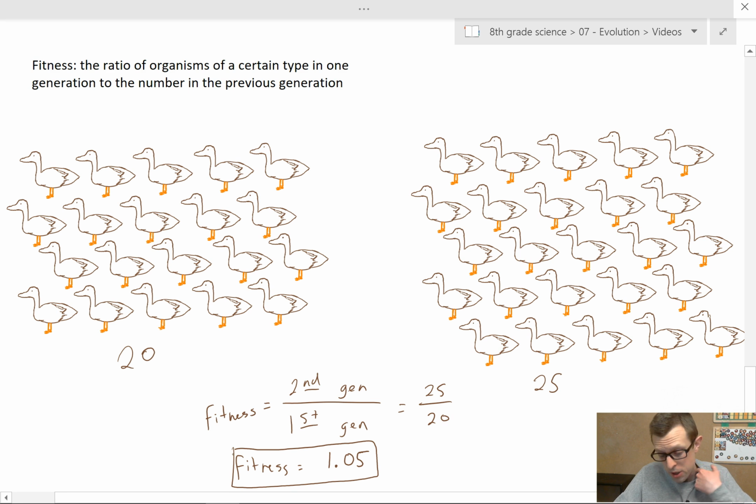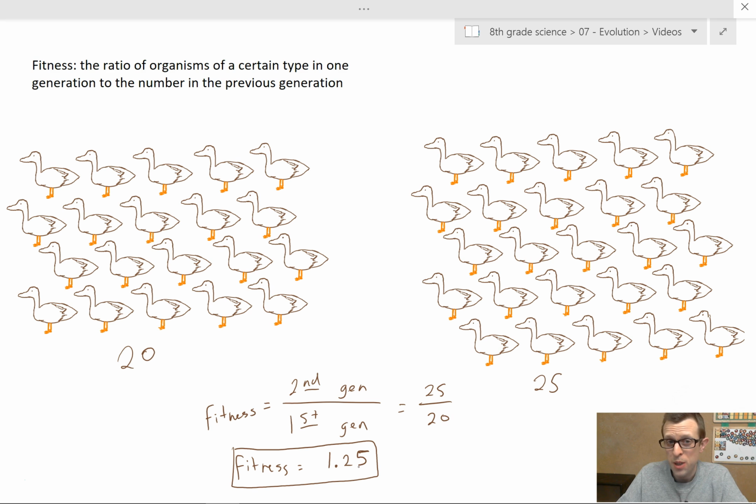That second generation, shoot, I realized I screwed up on the calculation, not 1.05, 1.25. 5/20, it's a quarter. My mistake. So that second generation has 1.25 times as many individuals as the first generation. And then if we had done this over a large number of organisms, we'd be pretty confident in the results, and we'd take a look at data over multiple generations.